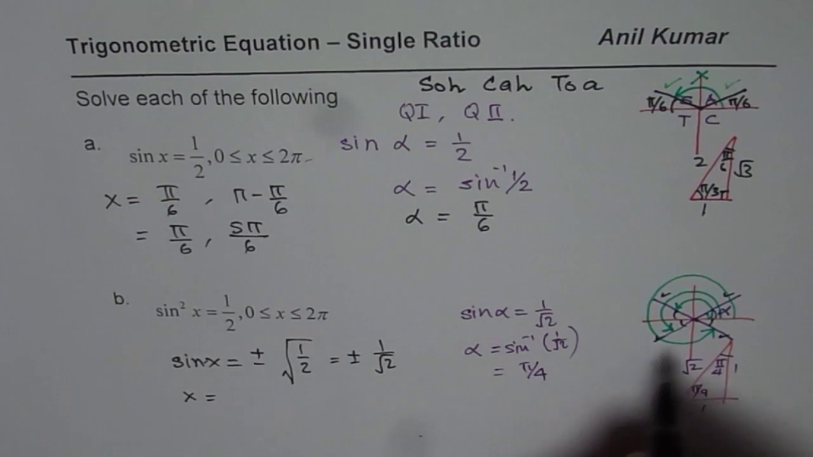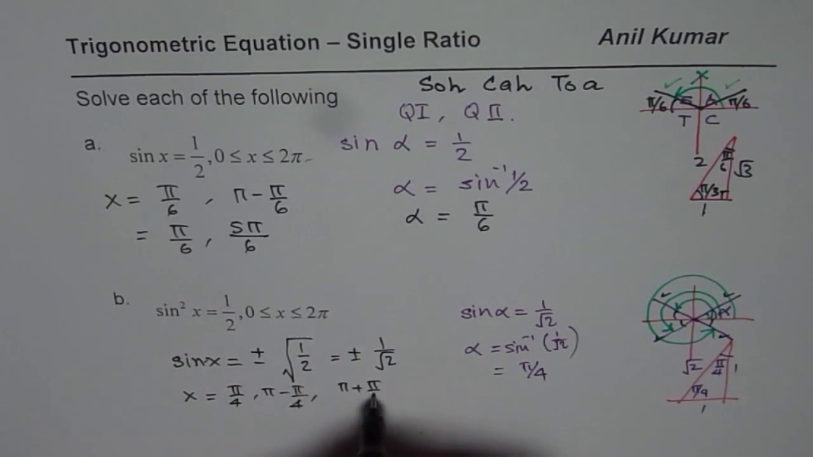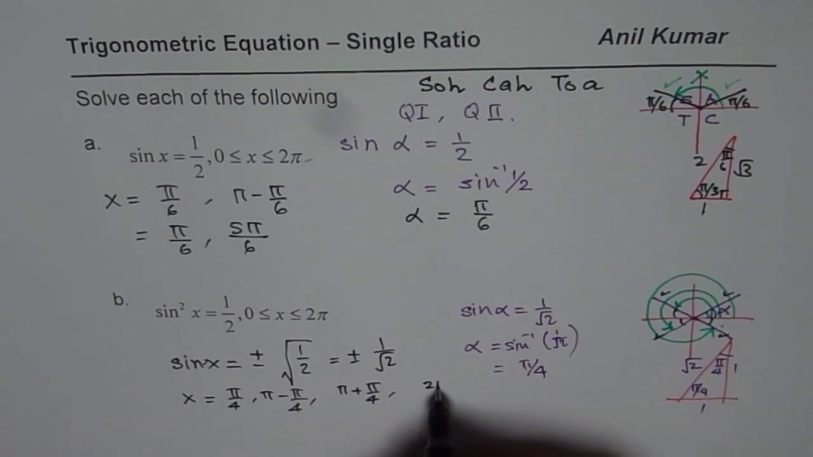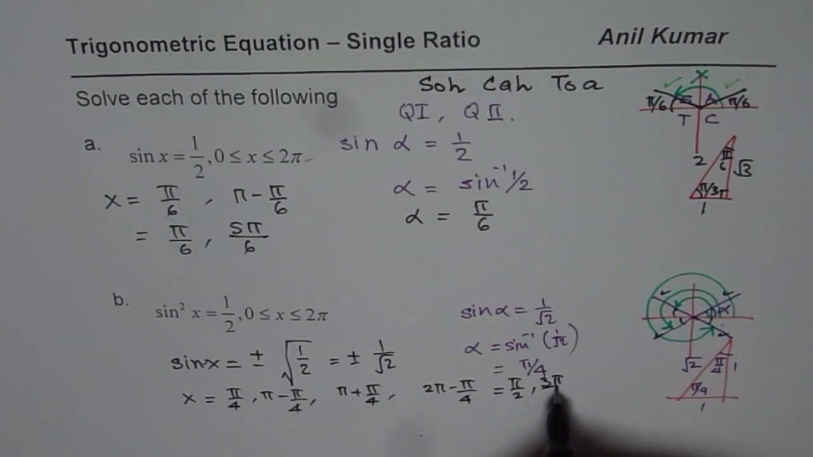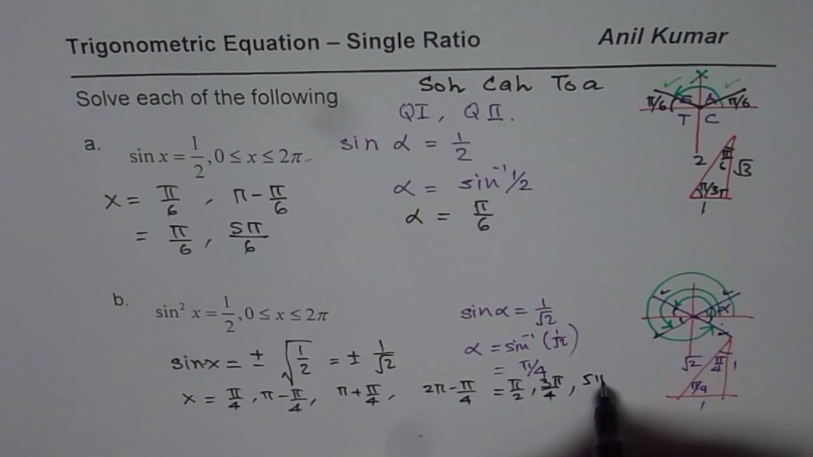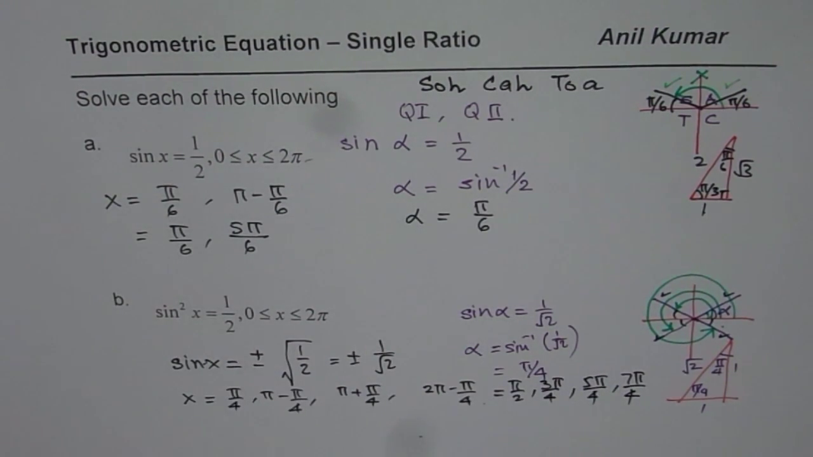We say x is equals to pi by 4, right? The other one is pi minus pi by 4. Then we have pi plus pi by 4. And then we have this one, which is 2 pi minus pi by 4. Do you get it? Simplify your result and you can say x is equals to pi by 4, that is first answer, 3 pi by 4, 5 pi by 4, and 7 pi by 4. So in this particular case, you get 4 different answers for the same domain between 0 to 2 pi. You can use your calculator to check your answer also.